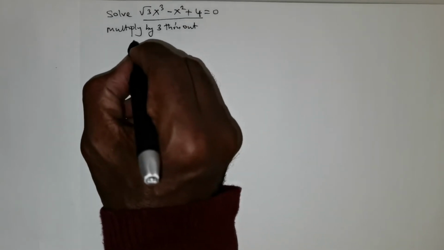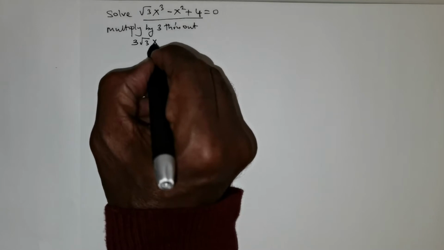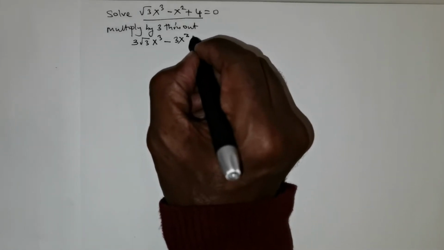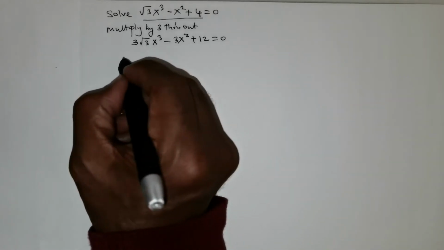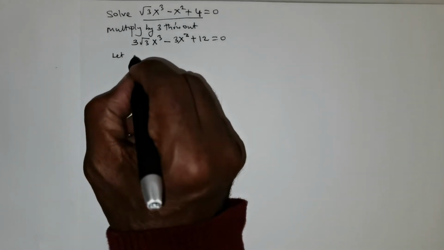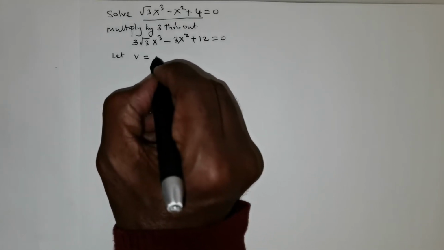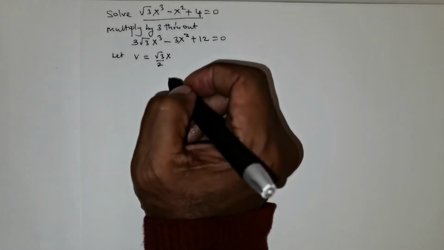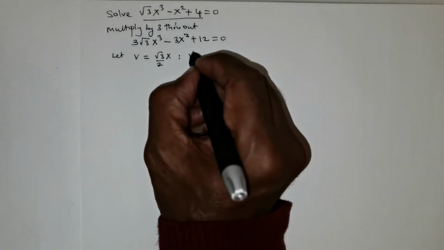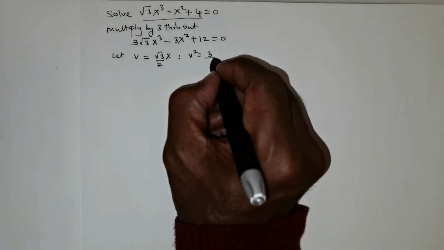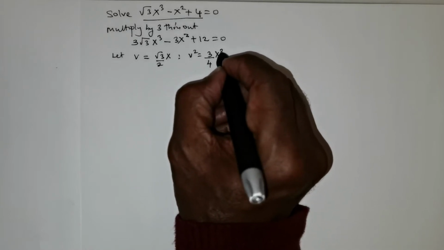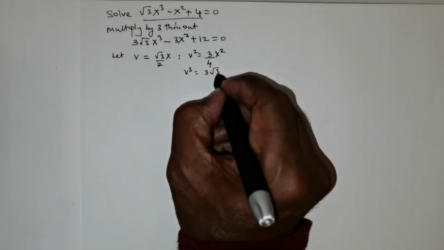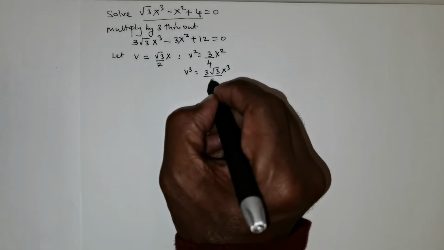So when I do that, I would be getting 3 times root 3 times x cubed negative 3 times x squared positive 12 equal to 0. Next, I would make the substitution v to be root of 3 divided by 2 times x. Now this would mean v squared would be equal to 3 divided by 4 times x squared, and v cubed would be 3 times root 3 times x cubed divided by 8.